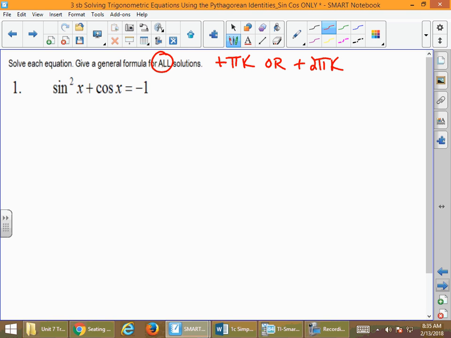So as we take a look at this first example here, sine squared x plus cosine of x equals -1. First of all, we have two different functions in here. And we need to combine them into one.